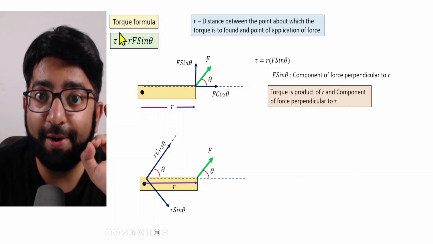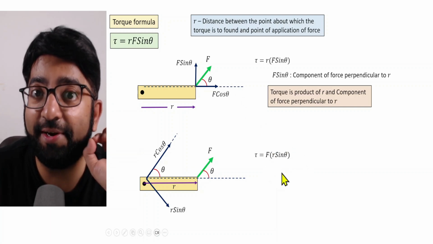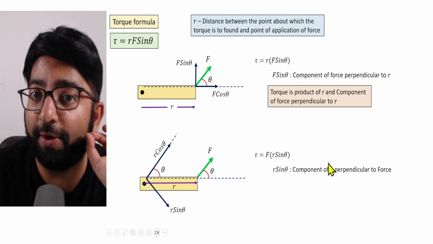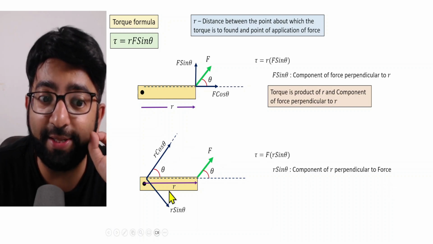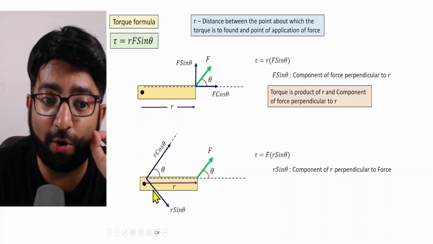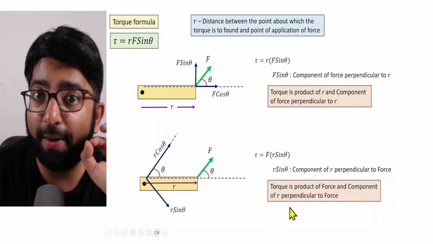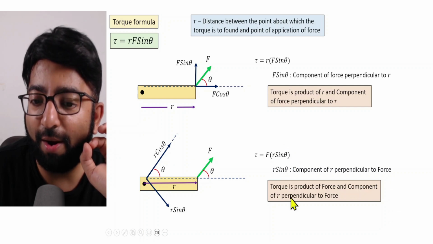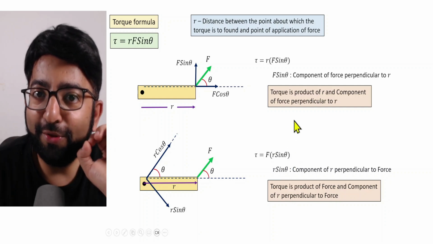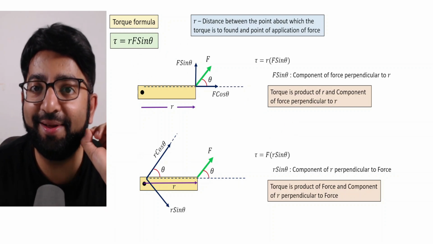Now, coming to the formula R F sin theta, we can also write that formula like this: F, and in the brackets, R sin theta. Now, what does R sin theta signify? R sin theta is the component of R perpendicular to force. So this dotted line was parallel to the force, and now you can see the angle between R sin theta and this dotted line is 90 degrees. And that is why the formula for torque can also be represented like this. So torque is a product of force and the component of R which is perpendicular to force. So although we are dealing with the same formula R F sin theta, these are two variations of representing the same formula.